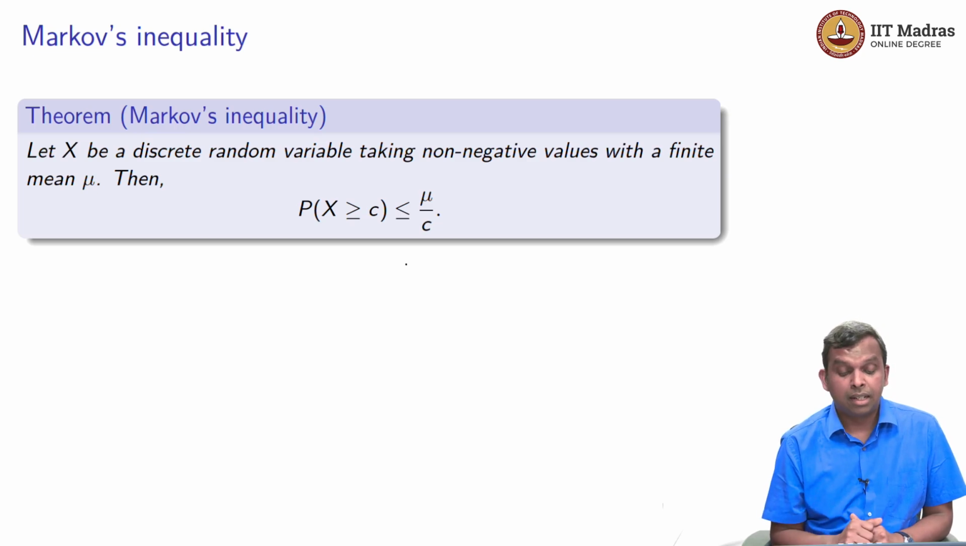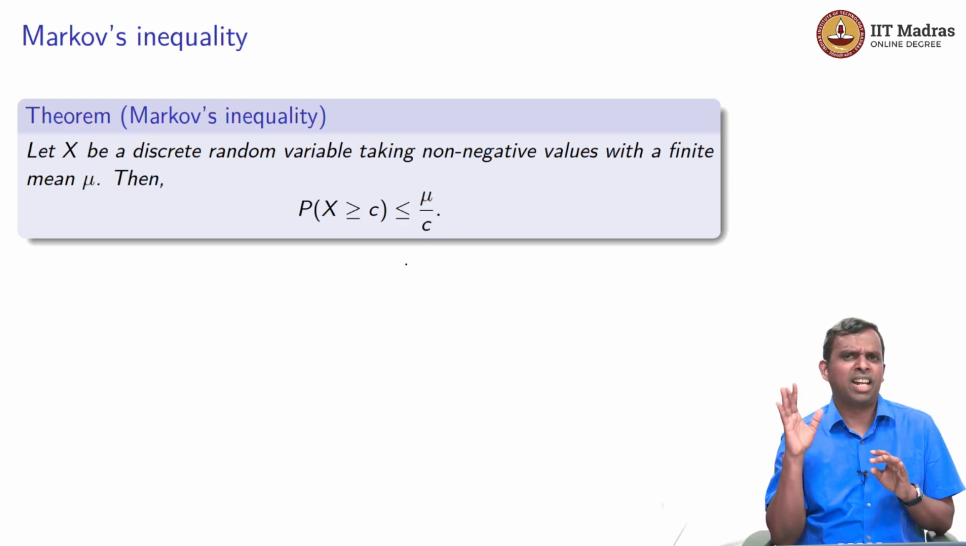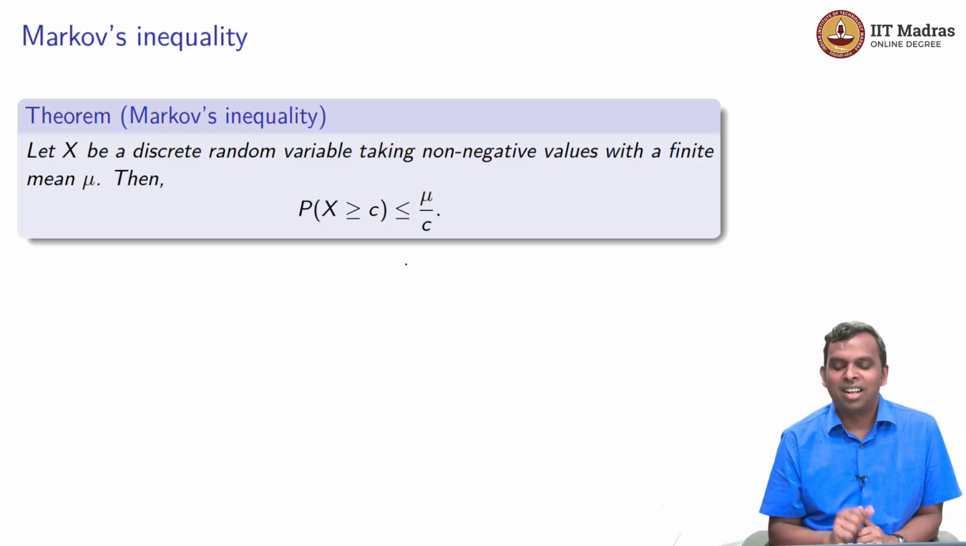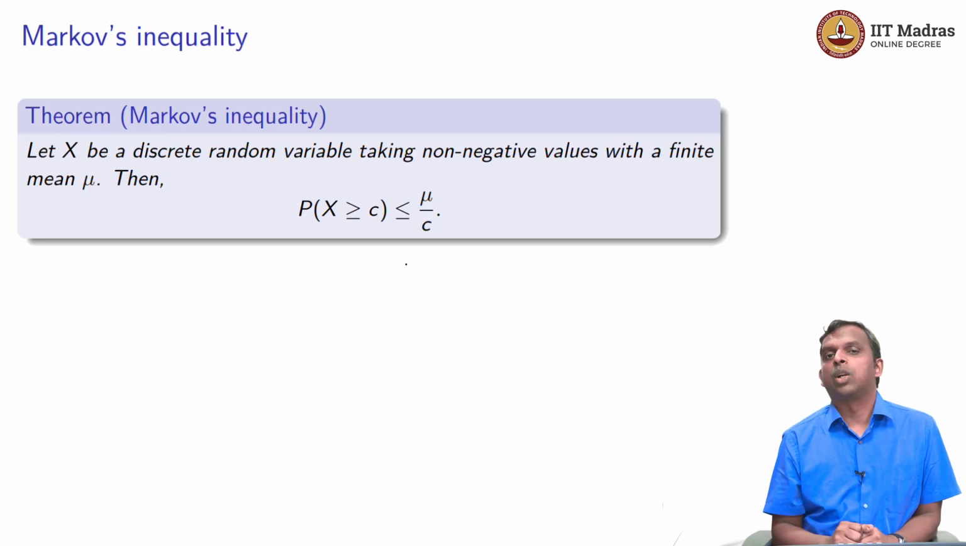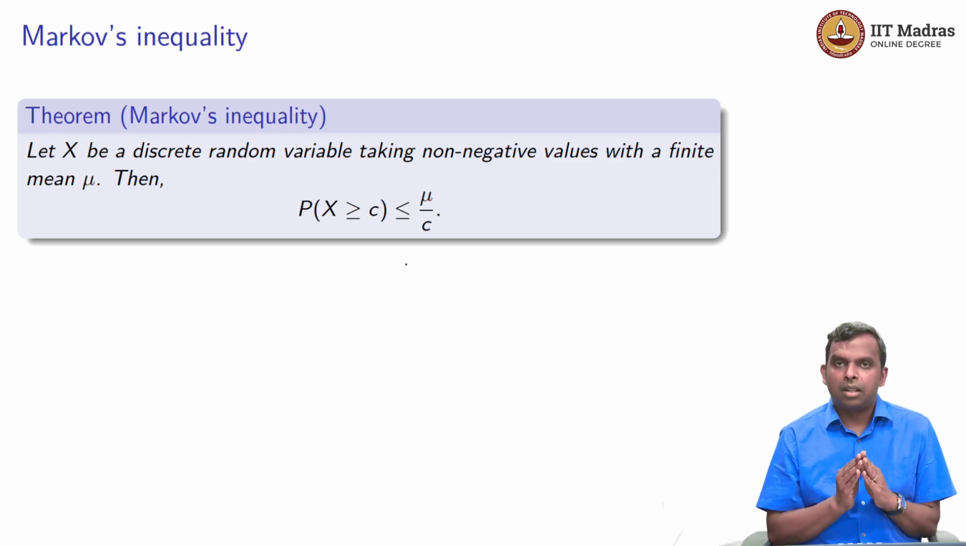Here is the statement: if X is a discrete random variable taking non-negative values with a finite mean, the mean has to be finite. It cannot be one of those infinite, non-existing cases. Then the probability that X is greater than or equal to c is less than or equal to mu by c. This is a very simple inequality. If you know the mean, then the probability that X is greater than or equal to c is less than or equal to mu by c.